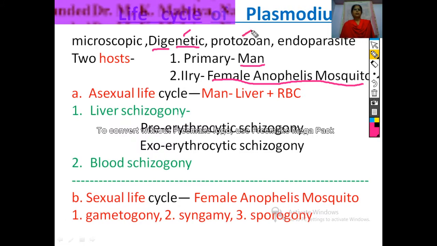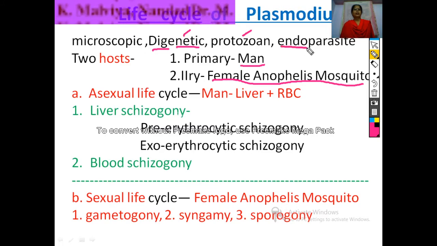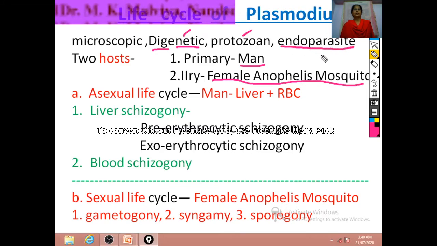Of course, it is a protozoan belonging to the phylum Protozoa and it lives inside the body of the host. So it is called an endoparasite, living within the body of the host. It lives in the human liver as well as the RBC.